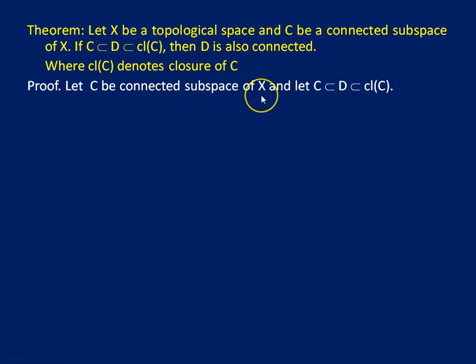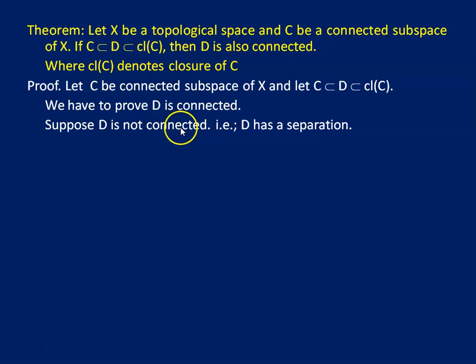Let C be a connected subspace of X and let C be a subset of D and D a subset of the closure of C. We have to prove D is connected. Let us assume that D is not connected. If D is not connected, that means D has a separation. Let D be equal to U union V be the separation of D. That means U and V are two disjoint non-empty open subsets of D and D is equal to U union V.